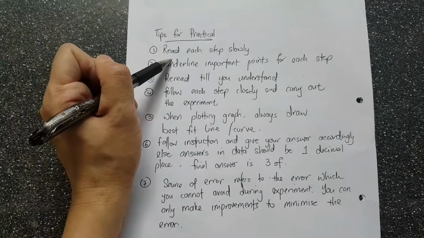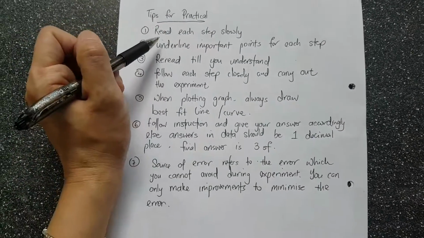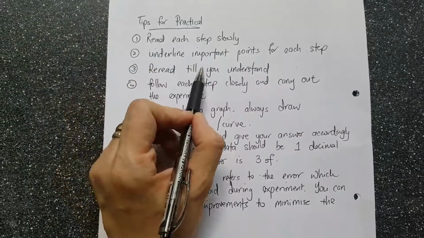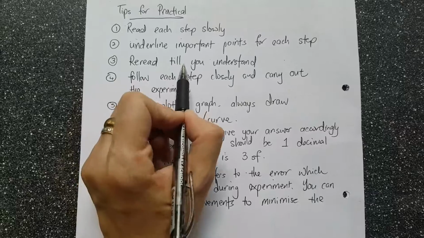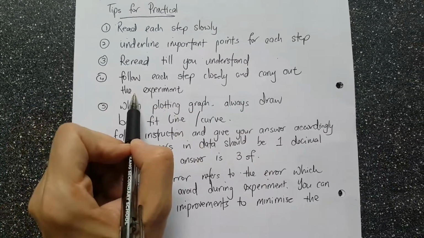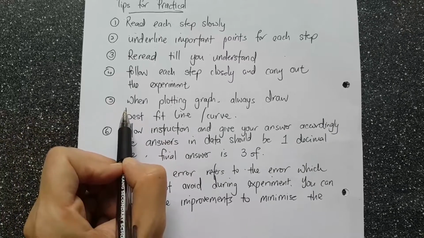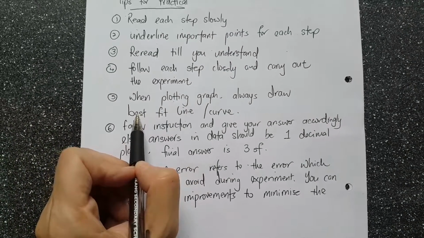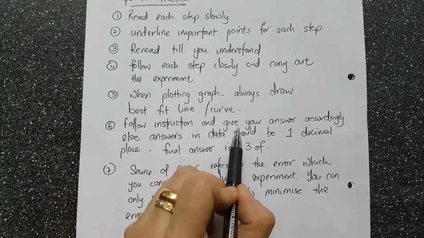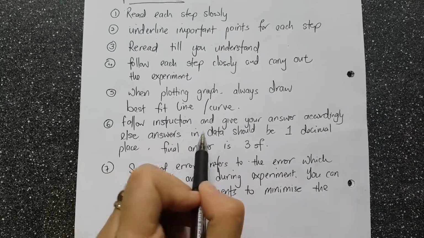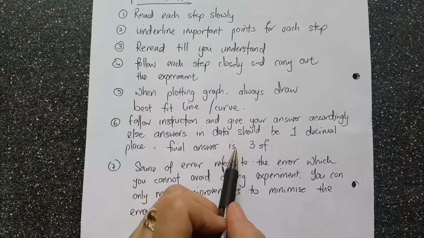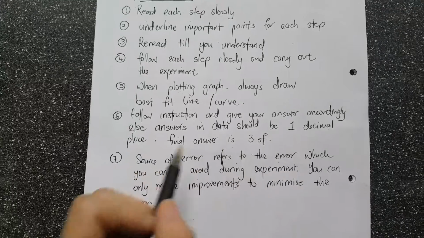First, you must learn to read each step slowly. Underline important points for each step and reread each step till you understand. Follow each step closely and carry out the experiment. When plotting the graph, always draw a best fit line or best fit curve. Follow instructions and give your answer accordingly. Your answer in the data should be in 1 decimal place and the final answer of each question should be in 3 significant figures.